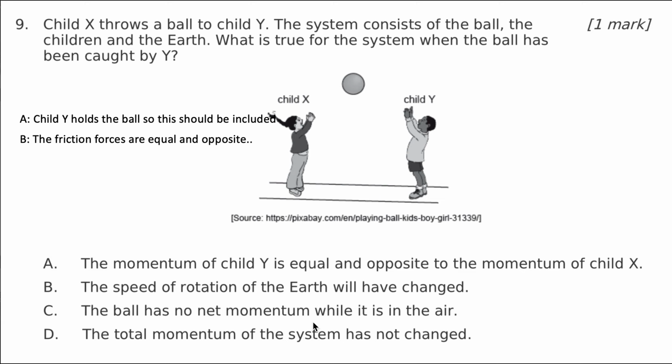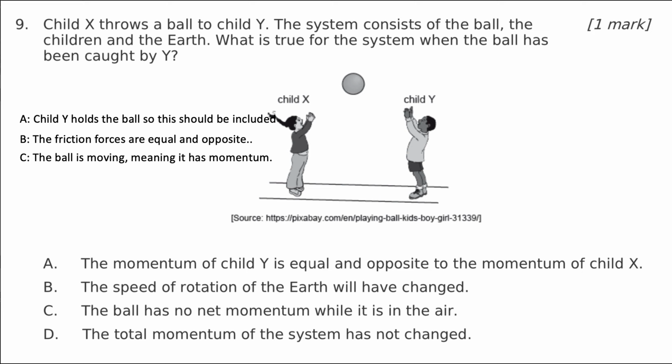Next, the speed of rotation of the Earth will have changed. Well, technically this is true. There will be forces on the Earth which cause it to rotate at a slightly different speed. However, the friction forces are equal and opposite between the two children's sets of feet. And so if child X, for example, is rotating the Earth in one direction, child Y will rotate it in the other direction, and those effects will cancel out.